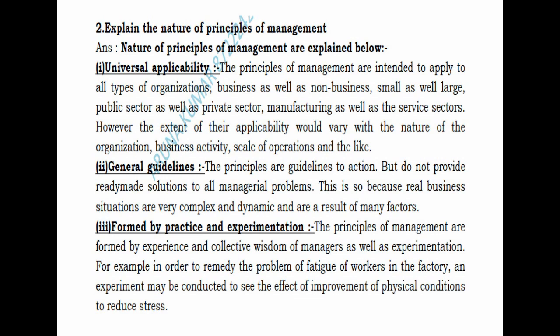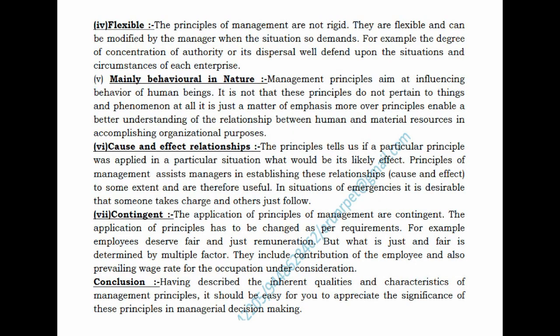Second one is general guidelines. They are just mere guidelines and not absolute. They are just guidelines, and can be followed in the business organization. It is formed through practice and experimentation. It is totally flexible, not rigid, so it can be changed according to the situations of the business organization. It is mainly behavioral in nature because it is run by human beings. So human behavior totally influences this management principle.